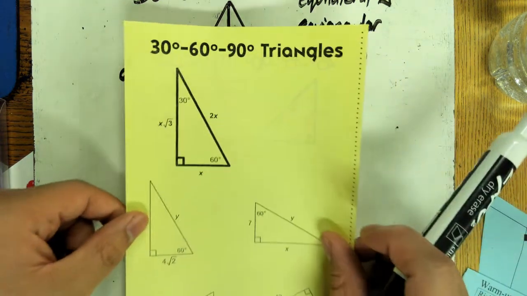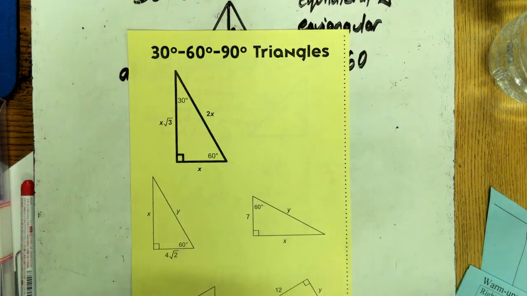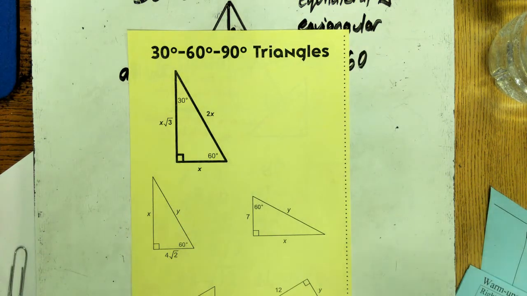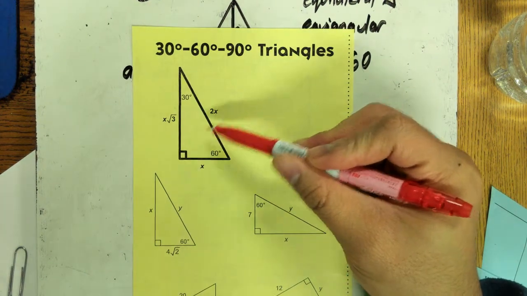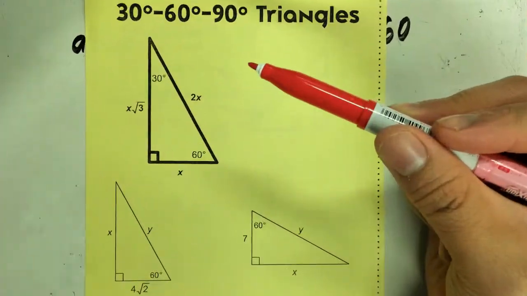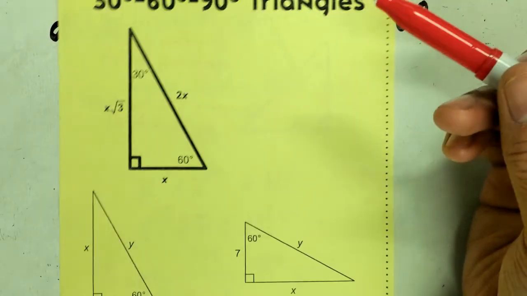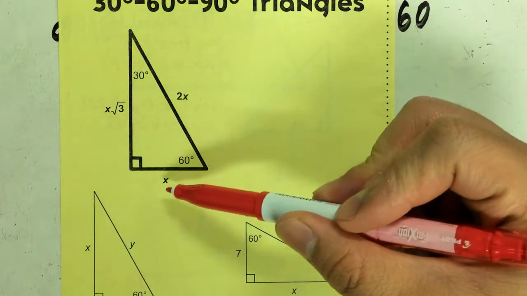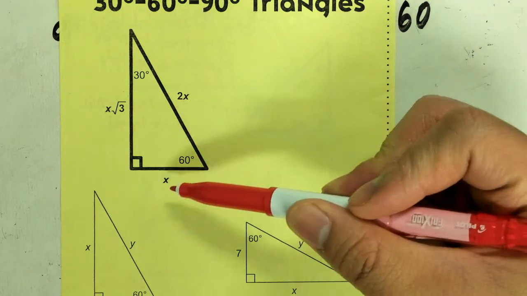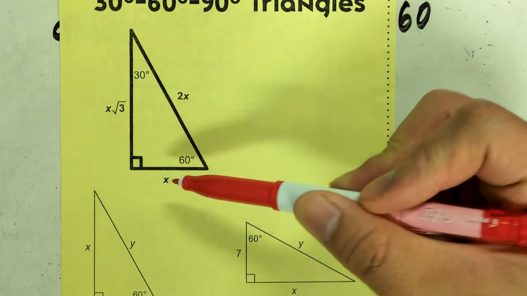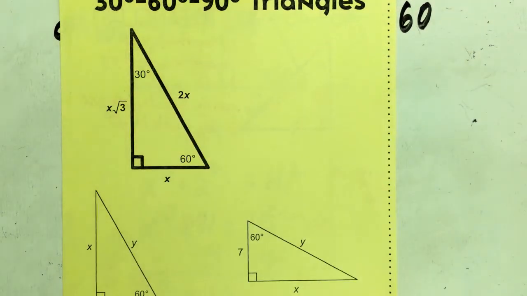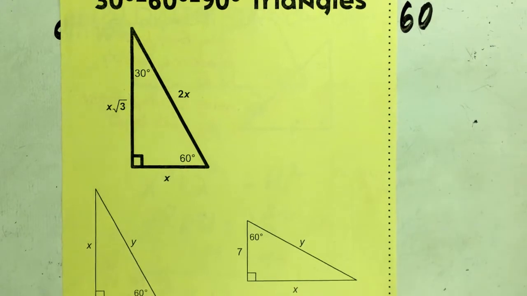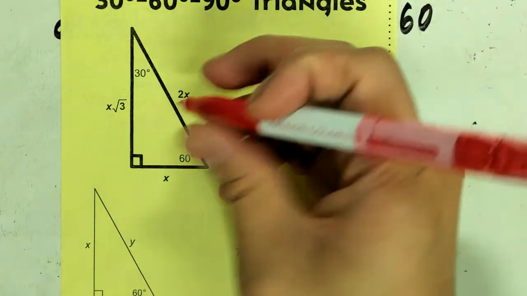So let's go ahead and look at a 30, 60, 90 triangle with the rules. So the pattern goes x, 2x, x root 3. That means going from this side to that side, we multiplied by 2. Going from this side to that side, we multiplied by square root 3. And I don't want to keep calling this side and this side and that side. So let's put names to this.